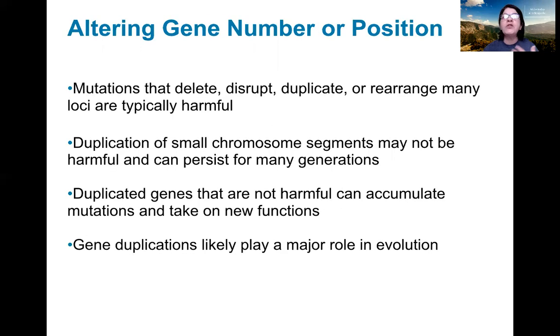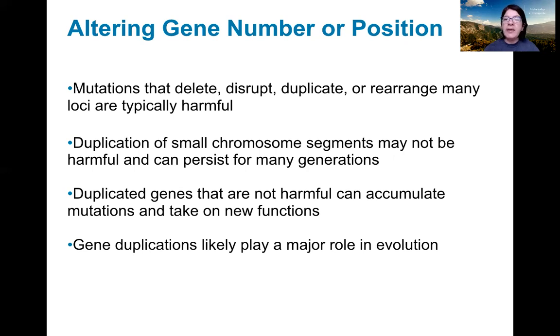But how do we get new genes? How do we change the number of genes an organism has or the position of the gene? Now, new genes are caused by mutations, but these mutations are on a much larger scale. They delete, they disrupt, they duplicate or rearrange many genes. So they're typically harmful, but not always. You can duplicate a small portion of a chromosome and that may not be harmful.